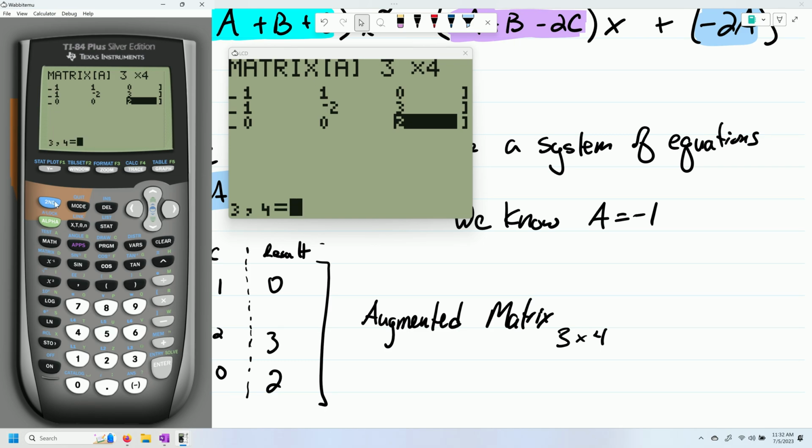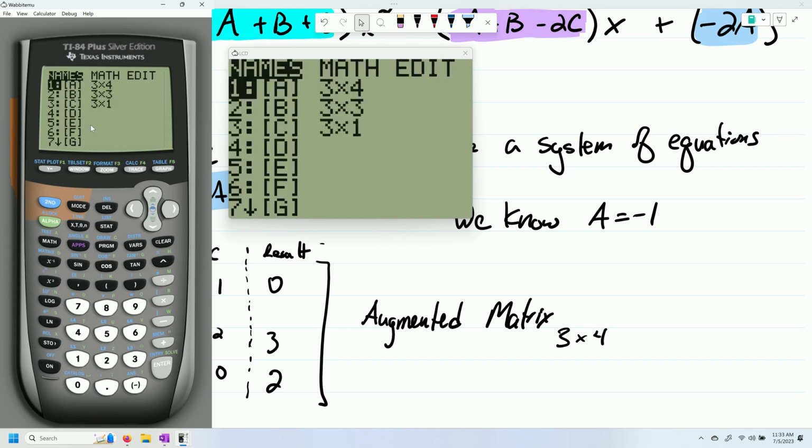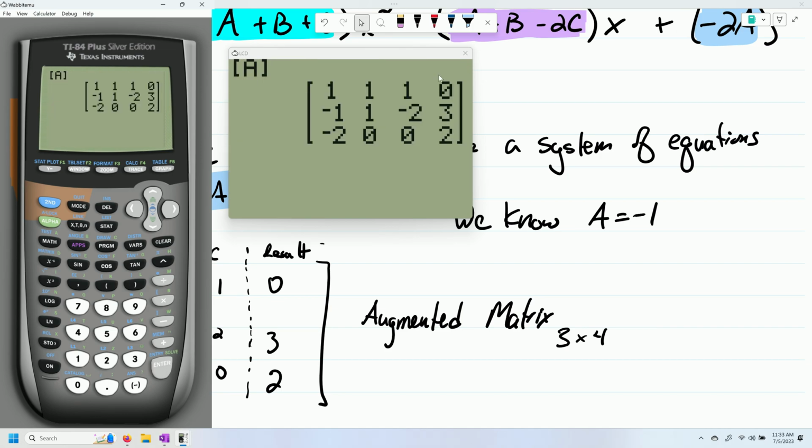Or the other way you can guarantee to make sure you're correct is if you go back to the home screen, which is what I'm going to show you. I'm going to show you how to check just to make sure. Go back to the home screen. Go back to the matrix. Here's matrix A. All you have to do is make sure it's highlighted. Hit enter and enter. And you're going to see it right here.